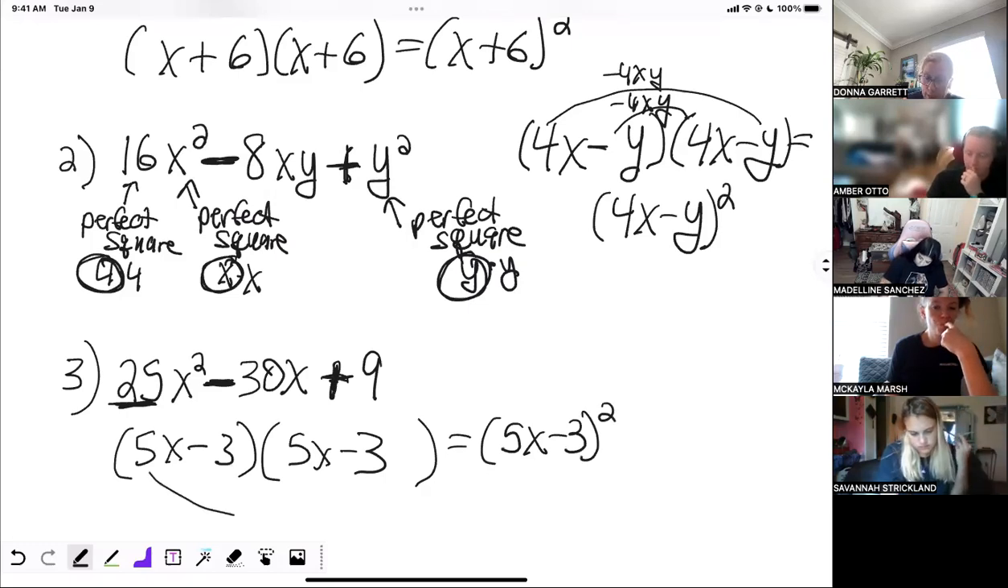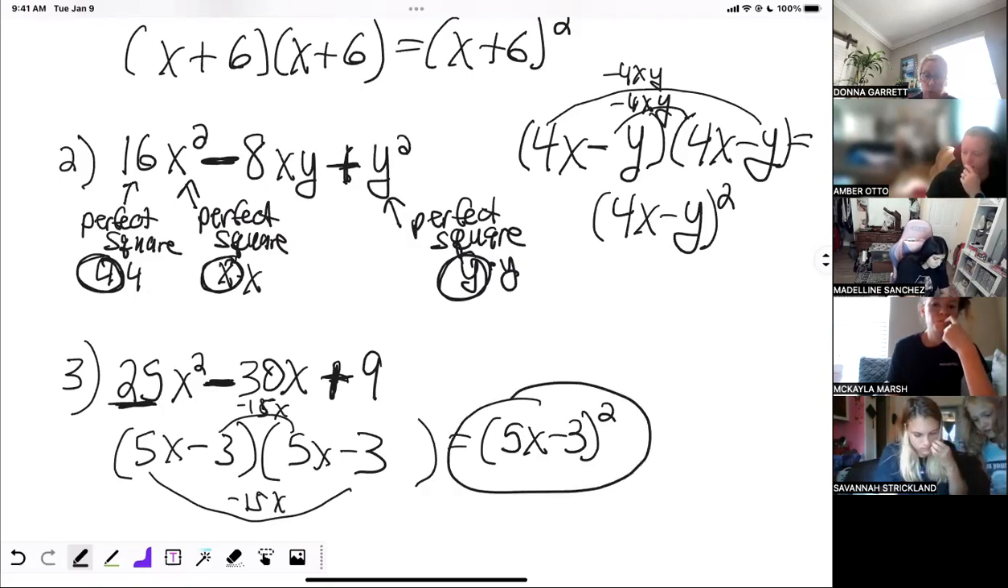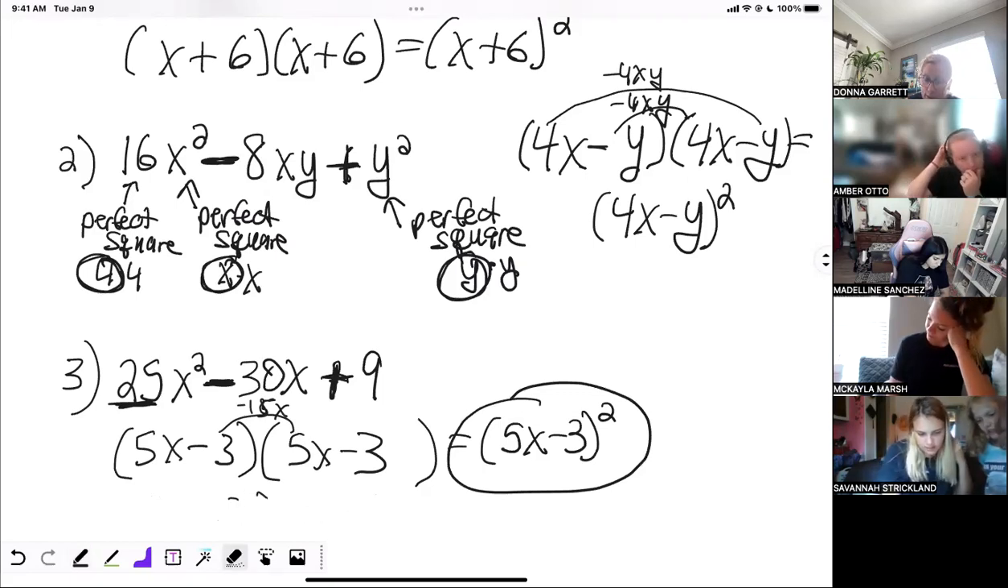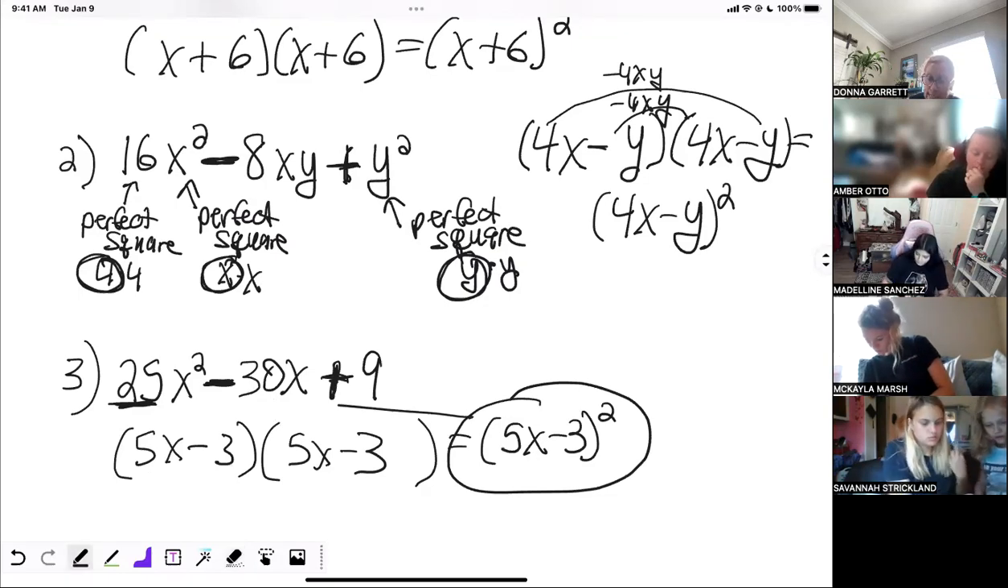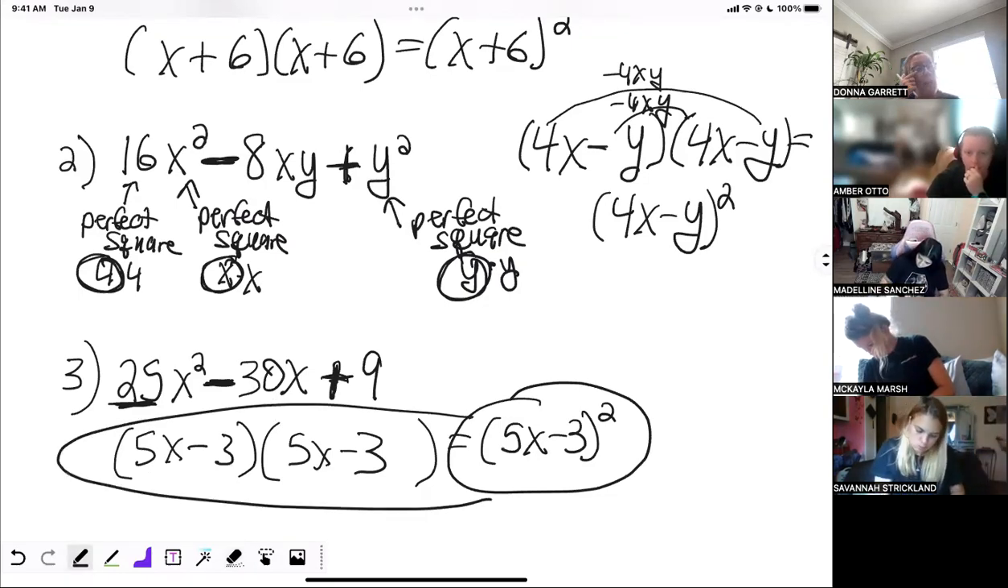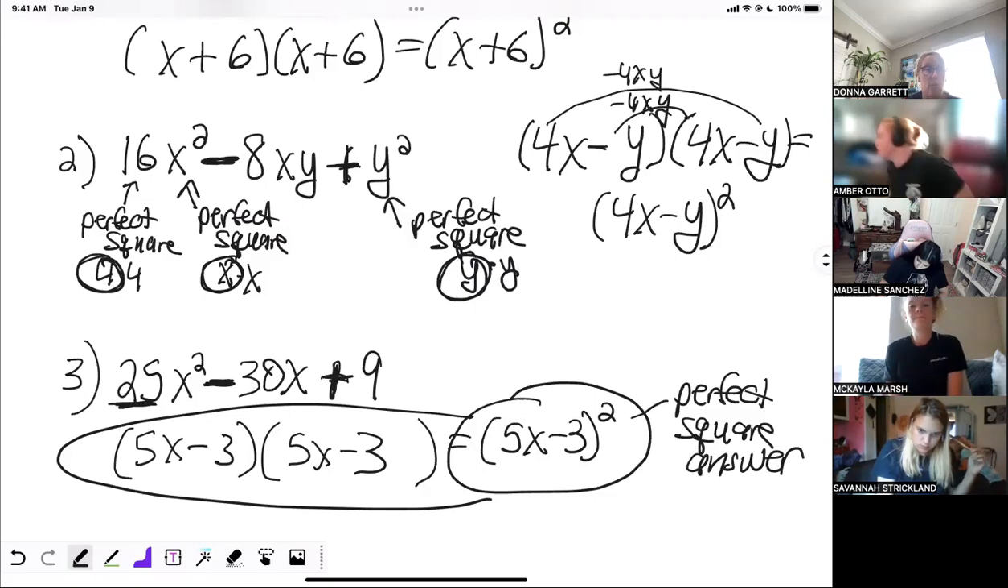And if you want to check, that's negative 15x. And that's negative 15x. Whoops. Which gives me my negative 30x. Perfect square trinomial. You can leave your answer this way without doing a square or with a square, unless your math lab says they want to enter it as a perfect square trinomial. This is your perfect square answer. If it doesn't say, I'll take either way, I'm sure.